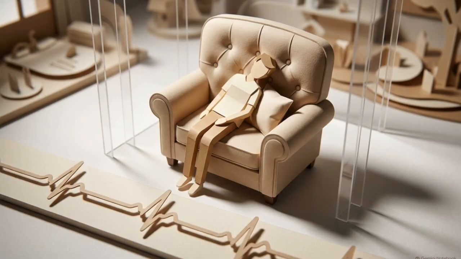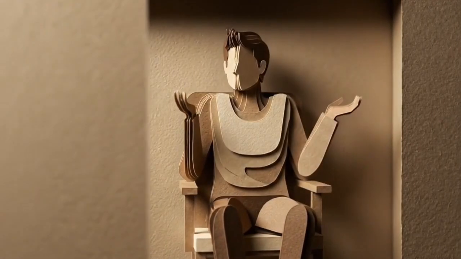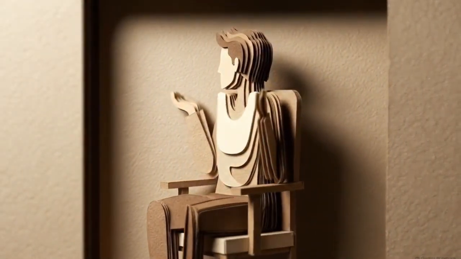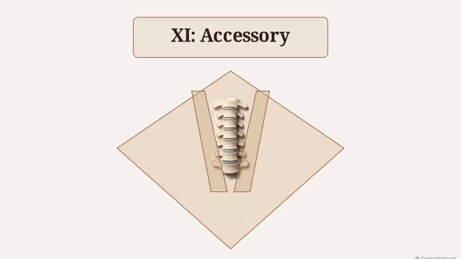You sit down in a comfortable chair and let out a long sigh. Your heart rate slows and your stomach begins to digest the biscotti. These parasympathetic functions are the domain of Cranial Nerve X, the vagus nerve. A friend asks if you're ready for your exams. You casually shrug your shoulders and turn your neck to reply. This movement is controlled by Cranial Nerve XI, the accessory nerve.